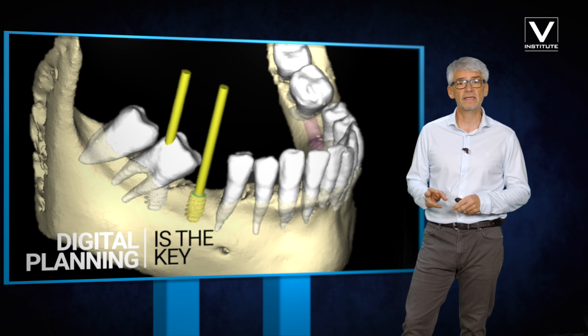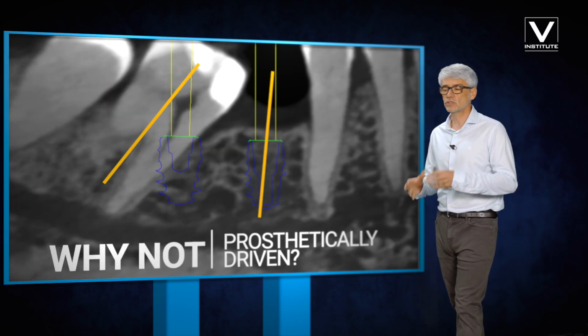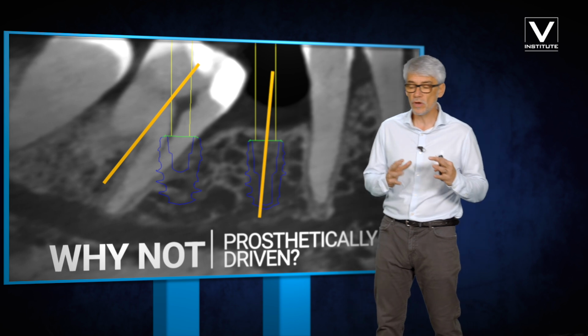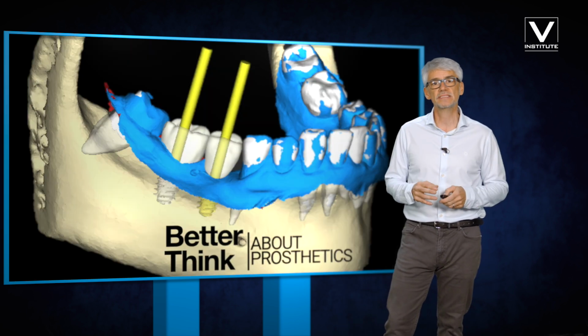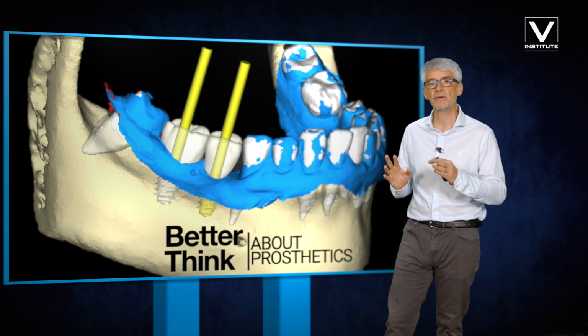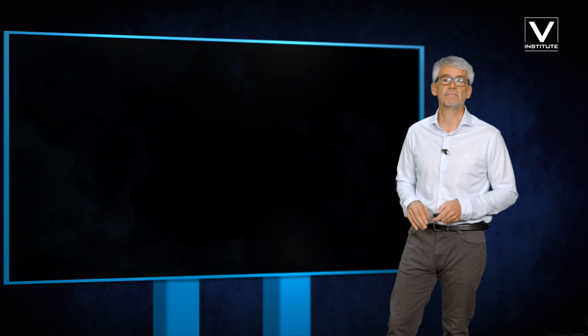We know that planning is key. So we need to achieve those final results from the beginning, letting our team work, establishing the final restoration prior to thinking about the implants. So why not go prosthetically driven? This means we are not just going to plan the implants, we are going to plan the restorations and then place the virtual implants. So it's always better to think about prosthetics, not just about surgery. That's why we developed this 3P concept, based on planning, printing, and then placement of the implants.